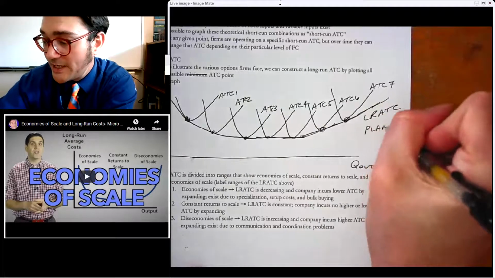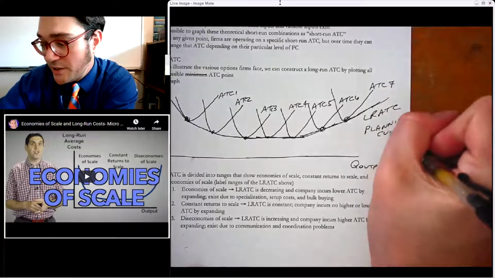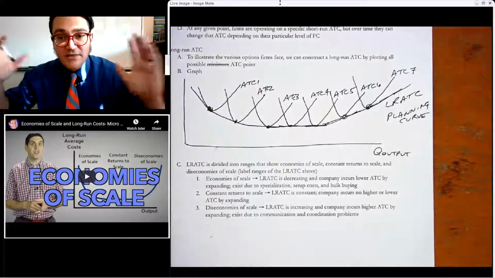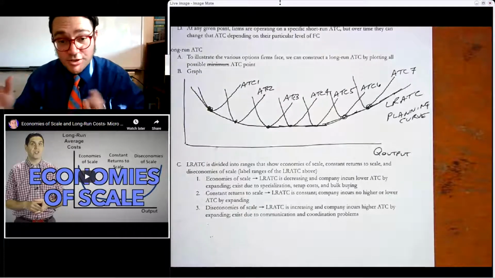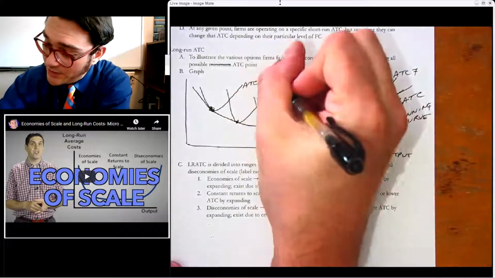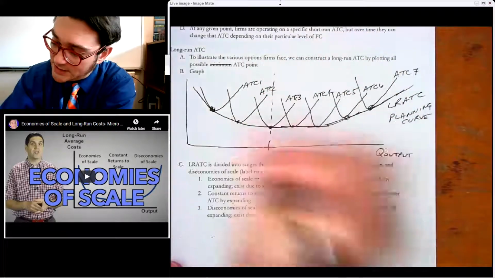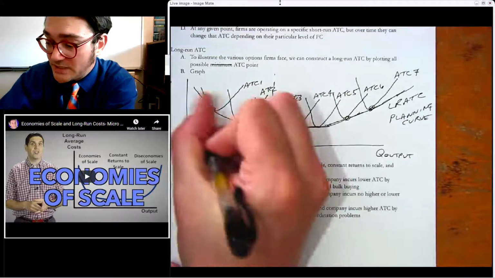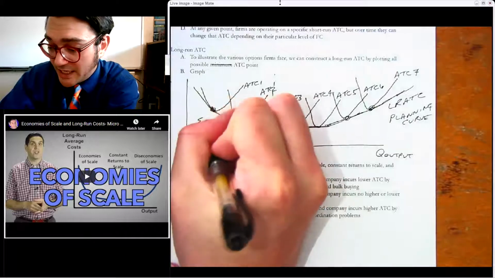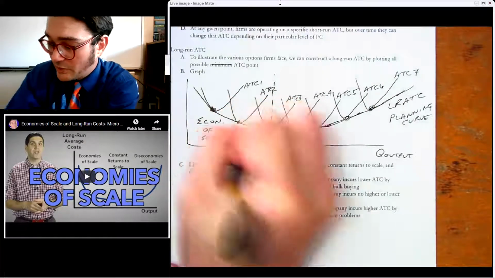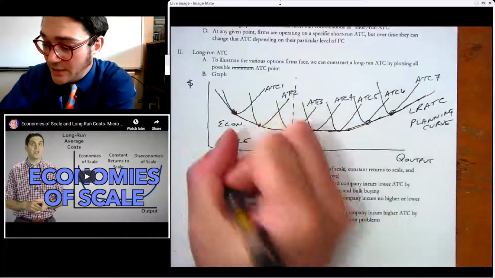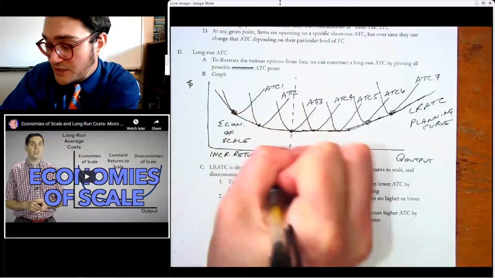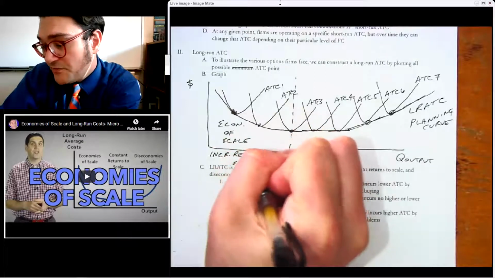It's also called the planning curve. And the reason we call it the planning curve is because a firm could use it to plan how big they want to get. And we actually can divide this long run ATC into different ranges. So the first range is where, we'll just do some dotted lines here, the LRATC is decreasing. And so we call this the economies of scale range. We also can call this the increasing returns to scale range. And both of these mean the same thing.